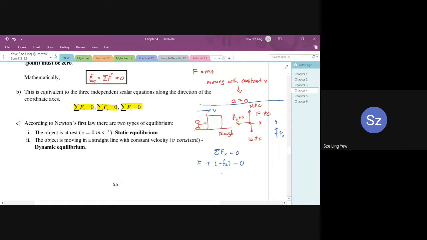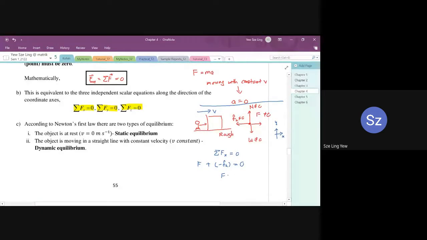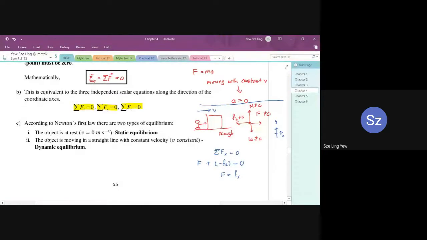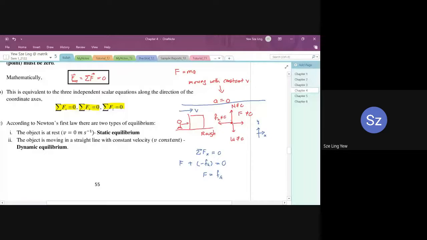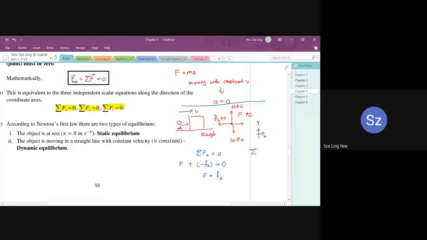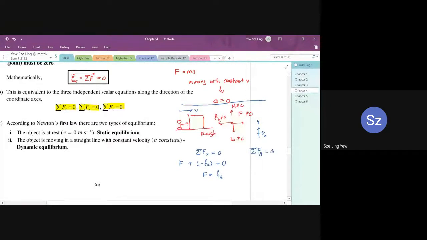If you rearrange the equations, you will see that the reason why my object is moving with constant velocity is because external force is equal to frictional force. So same goes to the y component. Now I want to solve them according to component. So summation Fy is now equal to 0, because now I say the object is in equilibrium. So object is in equilibrium, summation Fy is equal to 0. So now I have two forces along the y component.